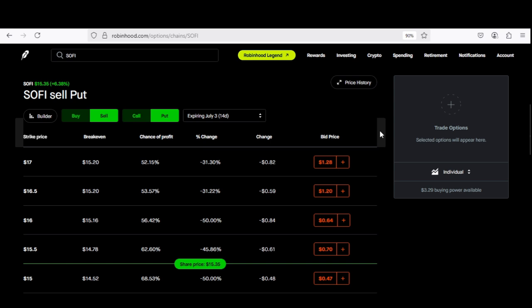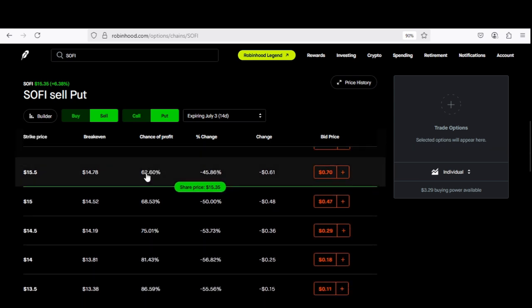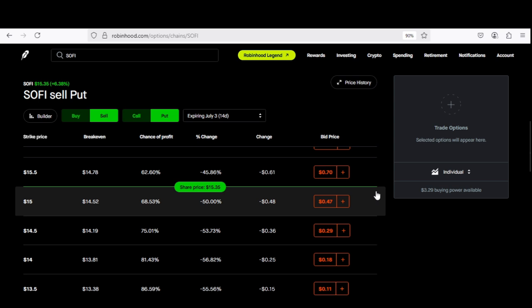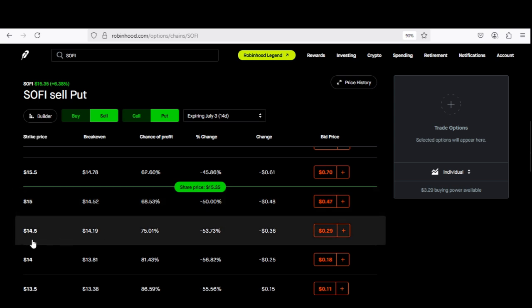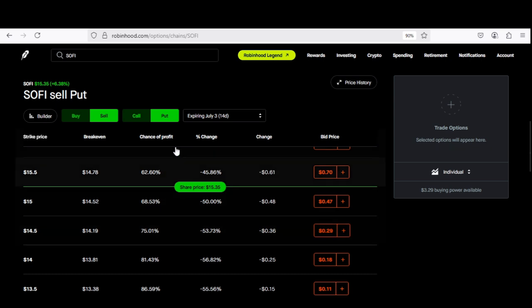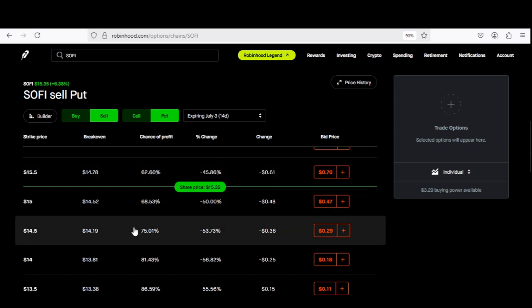your small account portfolio. Now we're going to go ahead below the current share price and we're going to choose a strike price. The strike price we're going to be going with is the 14.5. Now, the 14.5 is going to give you a chance of profit, as you can see here, of 75%. Remember that. It's going to be very important in our next option strategy for small accounts if you get started with options today. Now, with the 14.5 strike price, a 75% chance of profitability, you're going to get paid.